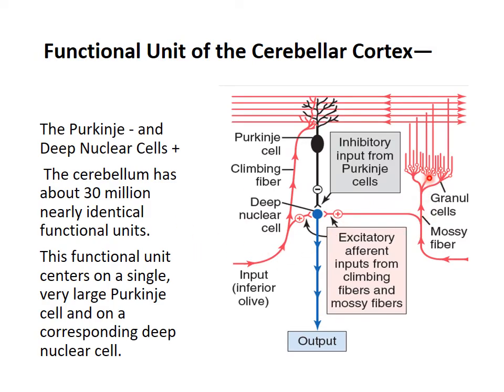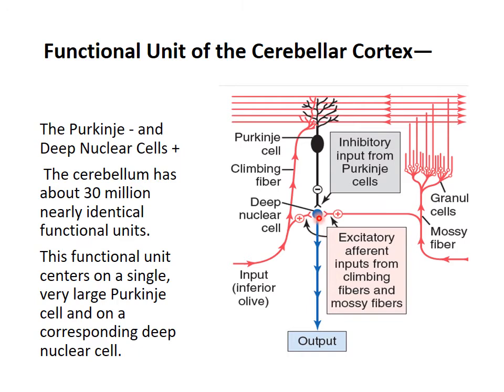Granular cells send axons outward up to the molecular layer, and here it divides into parallel fibers which extend for 1 to 2 millimeters on either side. Now these fibers form clusters with the dendrites of the Purkinje cells. So they communicate with the dendrites of the Purkinje cells. So there is one synapse which is formed here, by the parallel fibers of the granular cells.